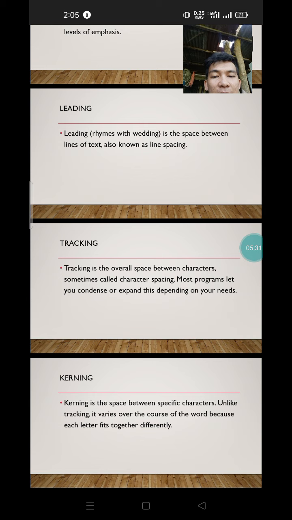Tracking. Tracking is the overall space between characters, sometimes called character spacing. Most programs let you condense or expand this depending on your needs. Kerning. Kerning is the space between specific characters. Unlike tracking, it varies over the course of the word because each letter fits together differently.